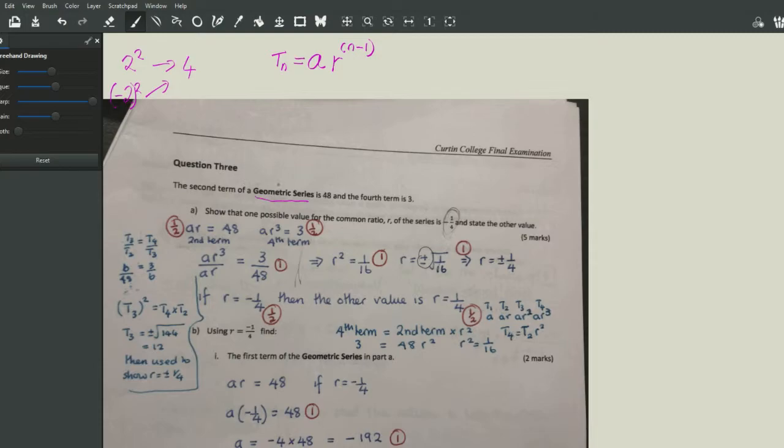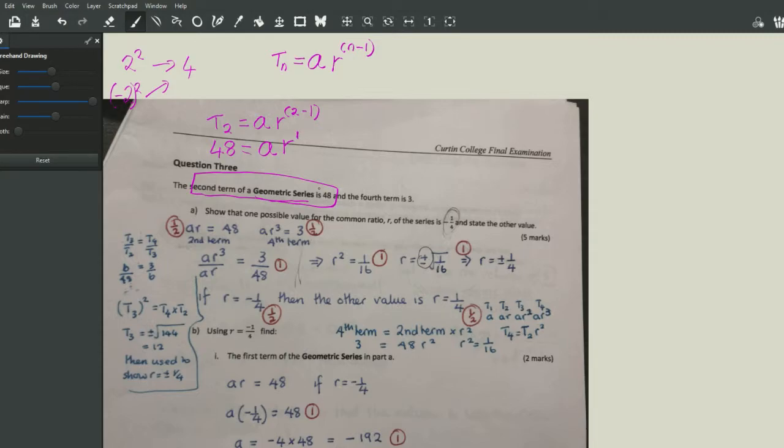We're going to fill this in for everything that we know. The second term is 48, which means that the value of the second term is equal to the first term times the ratio r to the power of 2 minus 1. The value of the second term is 48. On this side, we don't know the first term, so it's still a. We've got r, which is the thing we're looking for, and 2 minus 1 is just to the power of 1.